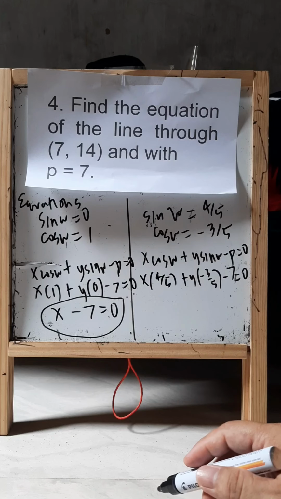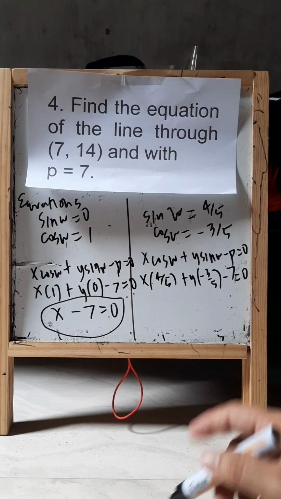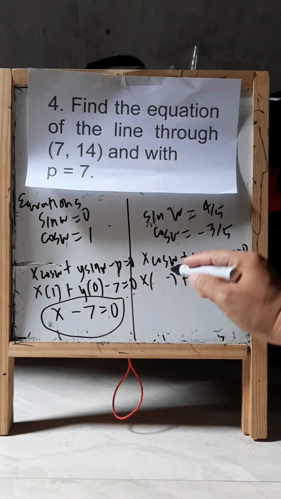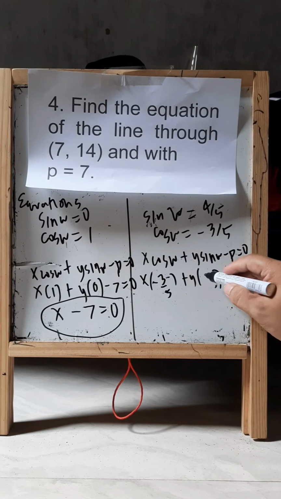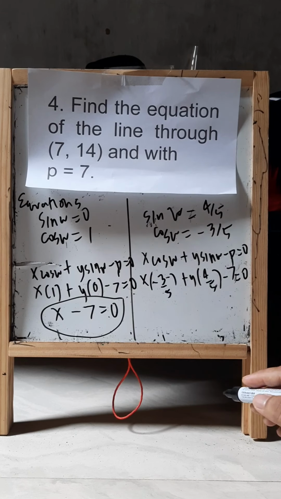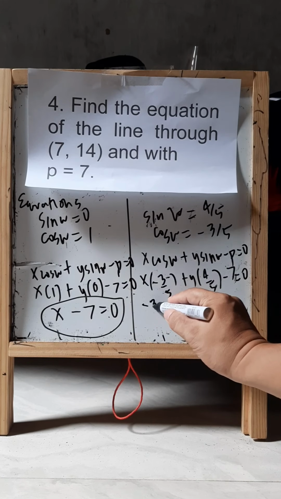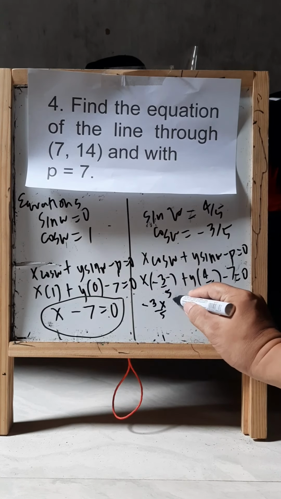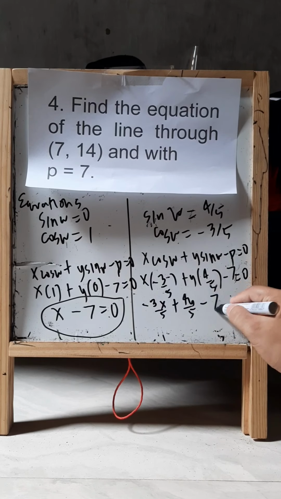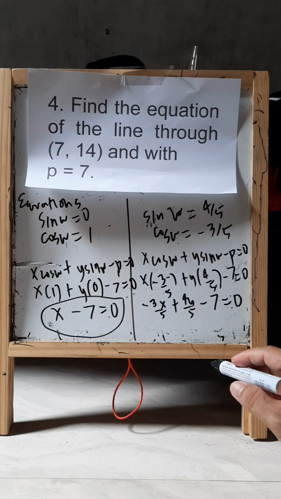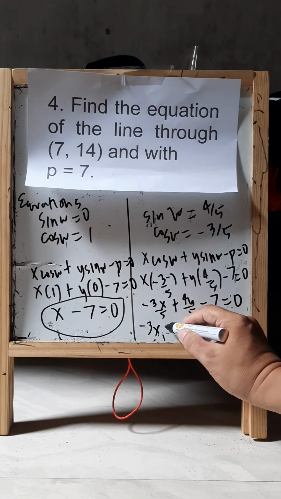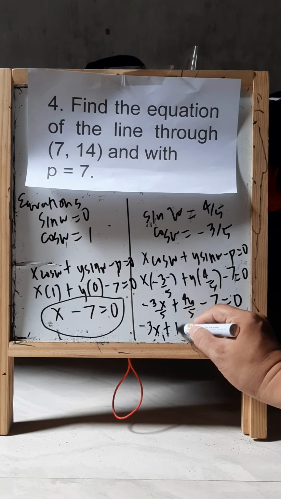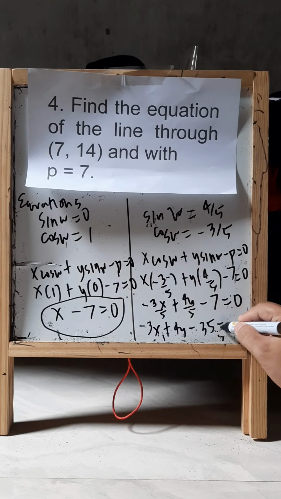Wait, sorry for that. Baliktad. Cosine w is negative 3 fifths. Sine w is 4 fifths. So be careful. So the answer is negative 3x fifths plus 4y fifths minus 7 is equal to 0. Or, if you multiply this by 5, we have negative 3x plus 4y minus 35 equals 0.